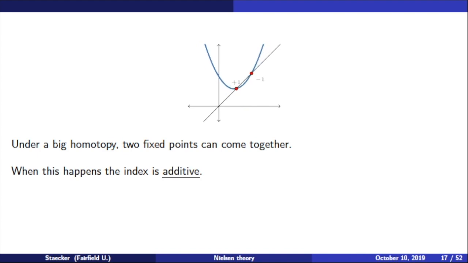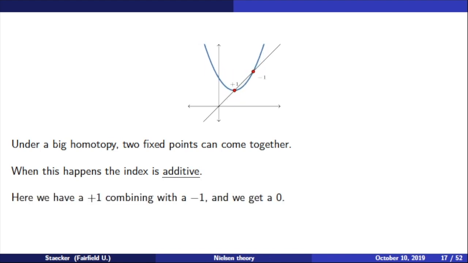So when something like this happens, when two fixed points combine by a homotopy, because of the way it's defined, the index is additive. When you have two fixed points, they each have some index. If they combine, the index adds together. So in this example, you had a plus one and a minus one. They come together and it makes a zero. And that's what I just said. You get a zero when you combine a plus one and a minus one.